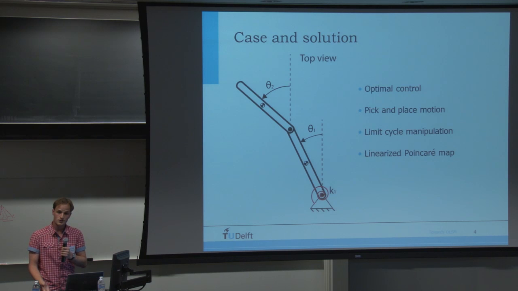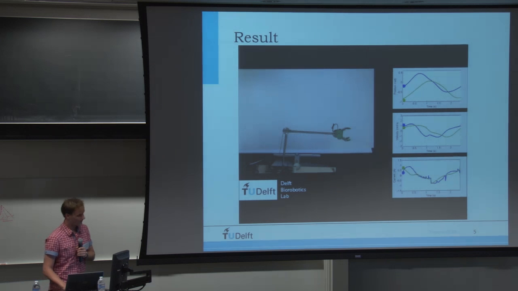And to find such motions, we use an optimal control approach, where we constrain it to make a pick-and-place task, and we constrain it to be cyclic. And then we use a linearized Poincare map to analyze the stability, and we optimize for the convergence rate. Now, if we do that, we can show the results as follows.